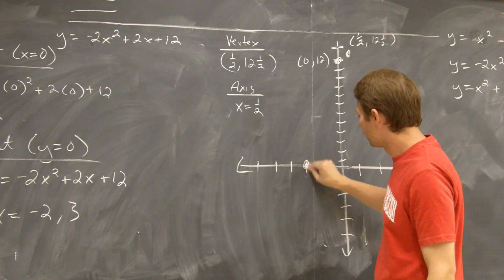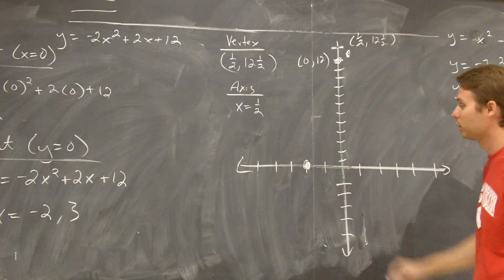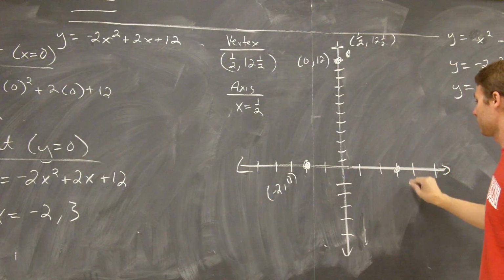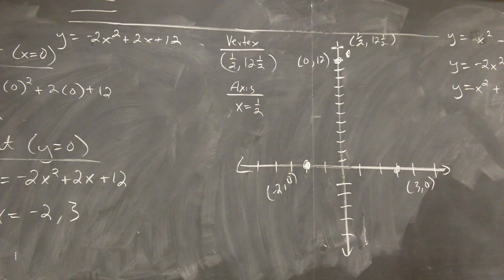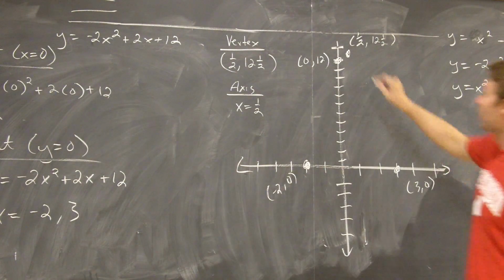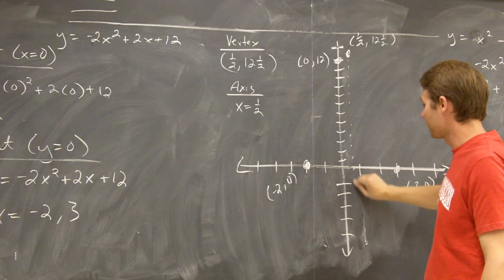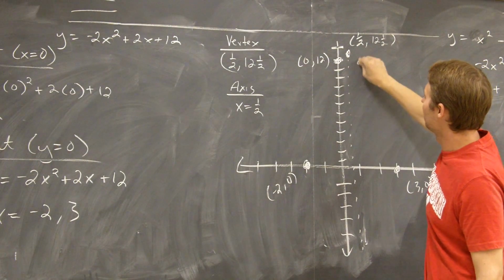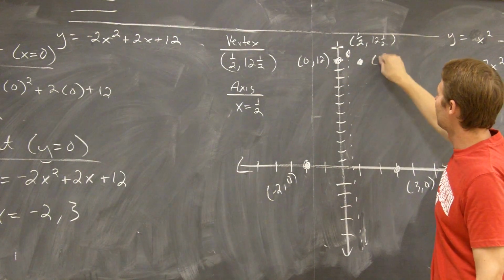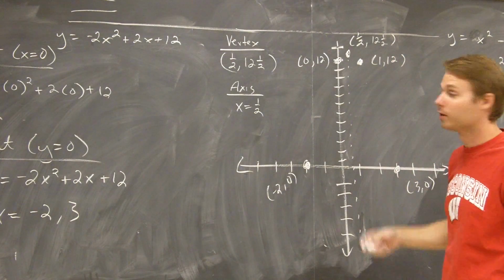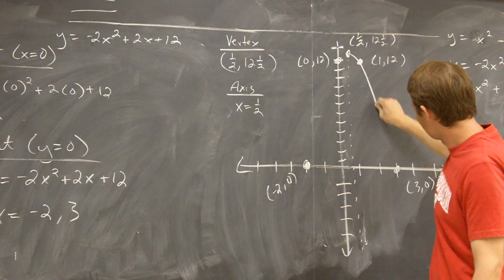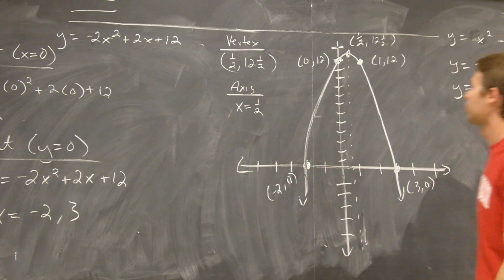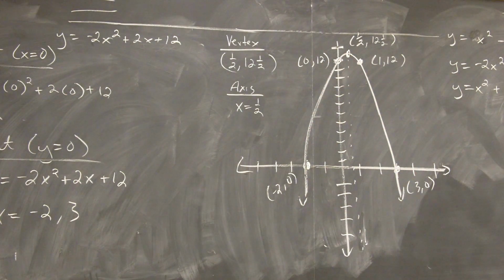So there should be an x-intercept here at negative 2, 0, and then an x-intercept here at 3, 0. And then the other thing we can get is, since we know the axis of symmetry is right here, that means there's an equivalent point here. From 0, 12, there's also a point here at 1, 12. So I guess there's a fifth point, and we can sketch this parabola relatively easily.